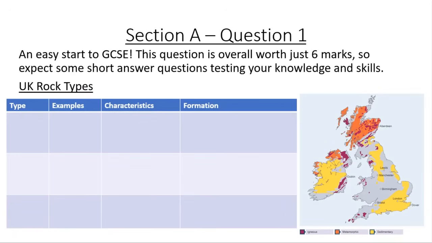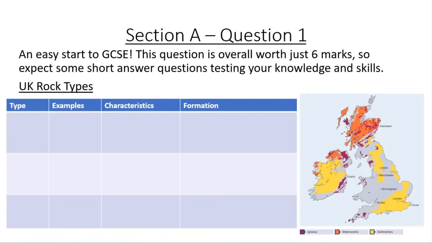So section A, which is the entire topic, has 3 questions in it in total. The first question, which is worth just 6 marks, is generally quite large in terms of the amount of content that's included, but there's low weighting of questions. There are only 1 mark questions or just a 2-mark question as well.